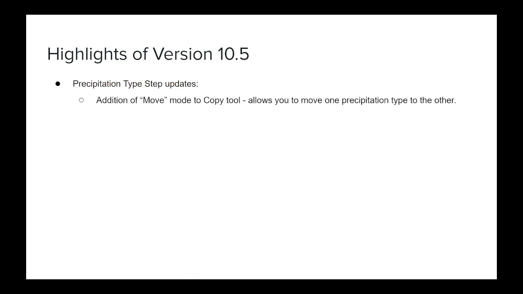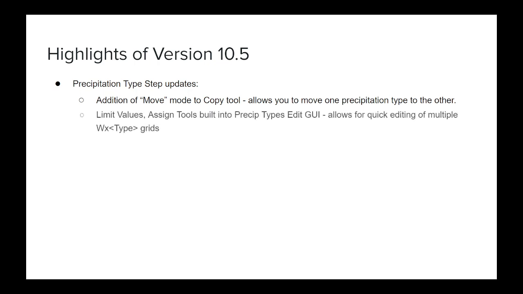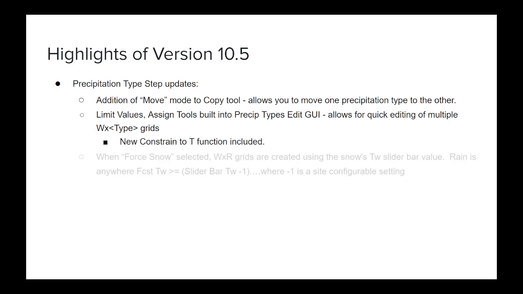All right, let's talk a little bit about version 10.5 and some of the highlights. Since there's been a lot of offices now utilizing the MBM as the precipitation type approach, we've incorporated a lot of the feedback received and made some adjustments here. The first of which is to add this new move mode to the copy section of the precipitation type step, and it allows you to simply move one precip type to another. We've also added a few other tools that have been built into the precip types edit GUI, and we'll present those here in a little bit, including this new constraint to T function.